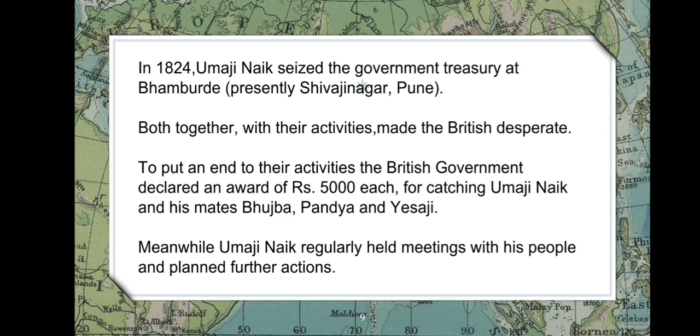In 1824, Umaji Nayak seized the government treasury at Bamburd, that is presently Shivaji Nagar in Pune. Both together with their activities made the British desperate. To put an end to their activities, the British government declared an award of 5,000 each for catching Umaji Nayak and his mates Bhujba, Pandya and Yasaji. Meanwhile, Umaji Nayak regularly held meetings with his people and planned further actions.